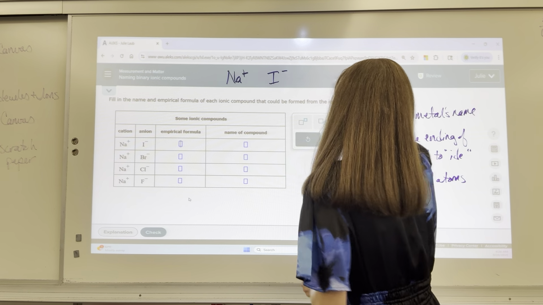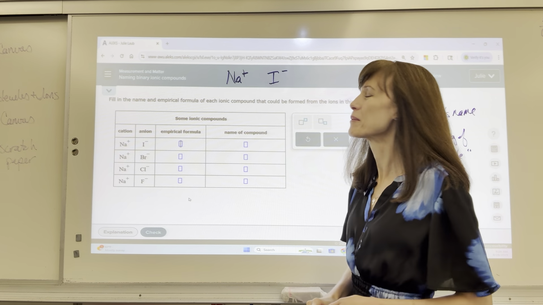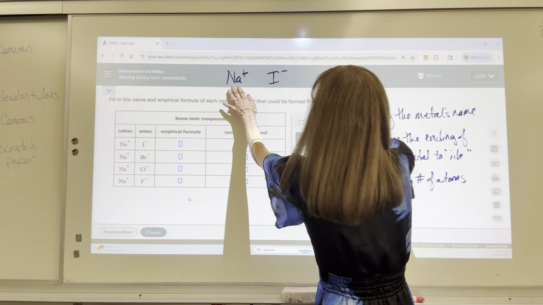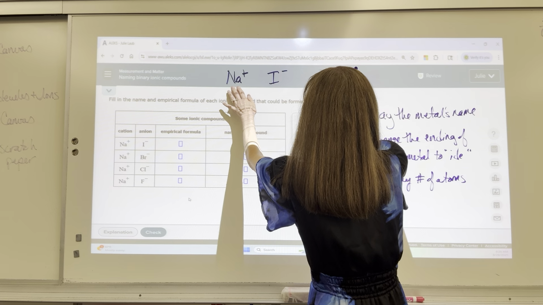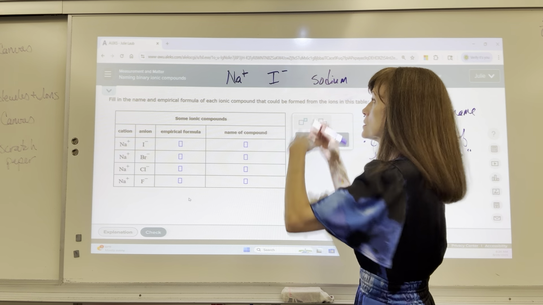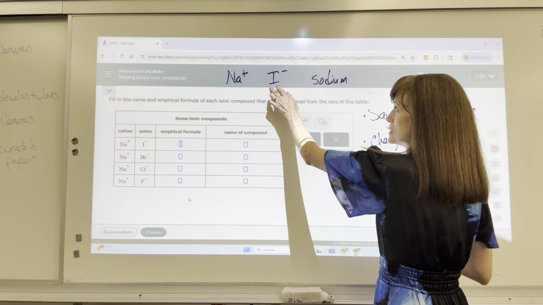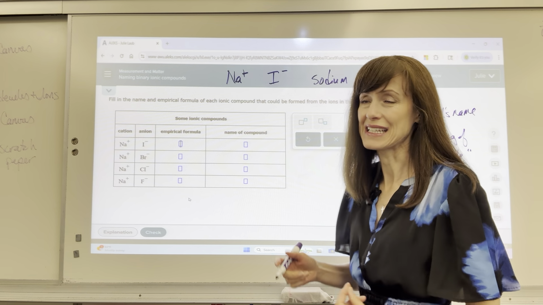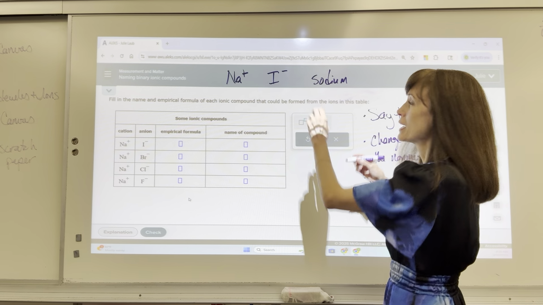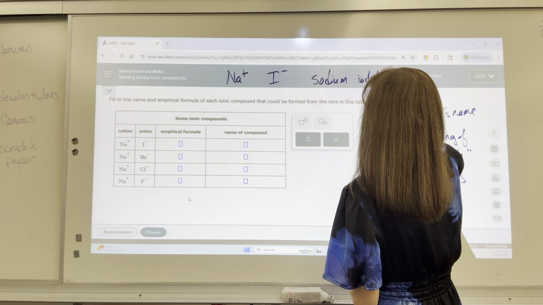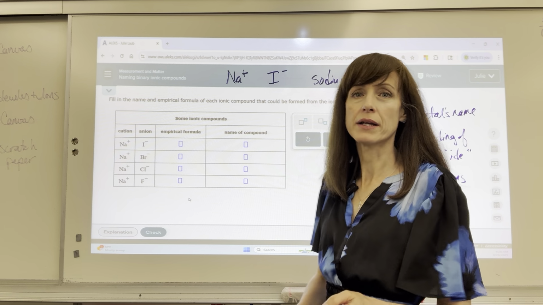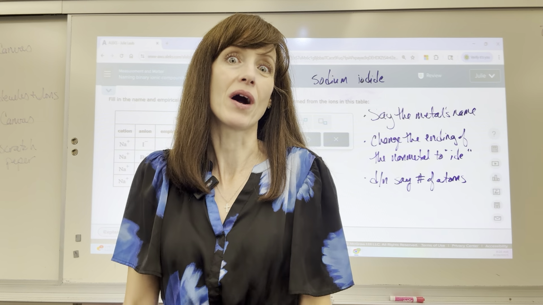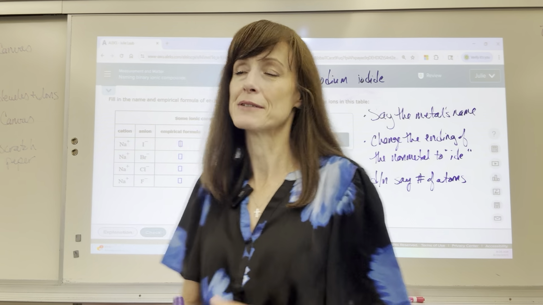Let's do the naming and then we'll write the empirical formula. So the name is super straightforward. You simply say the metal, sodium. These are two separate words, so there's a space. And then you say the nonmetal and change that ending to -ide. So instead of iodine, it becomes iodide. Great. And a little reminder, we do not give numbers of atoms on this. I wouldn't say mono. I just say sodium iodide.